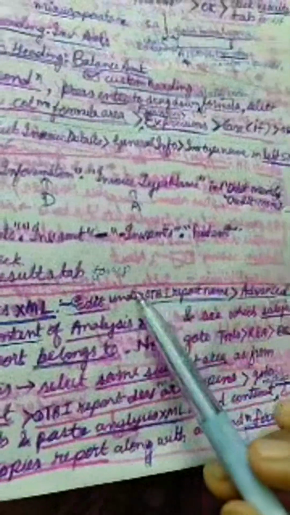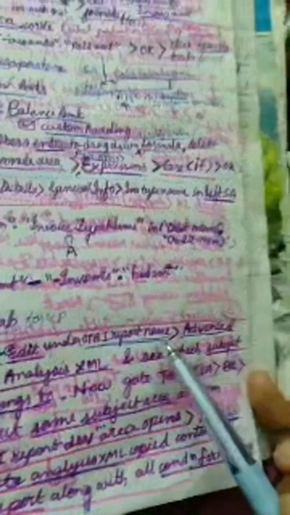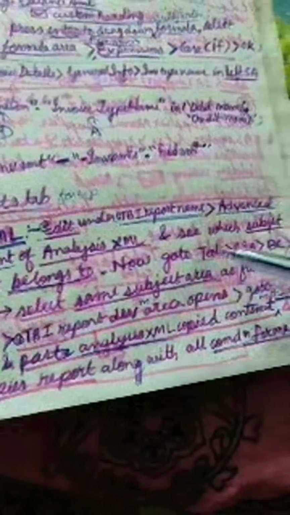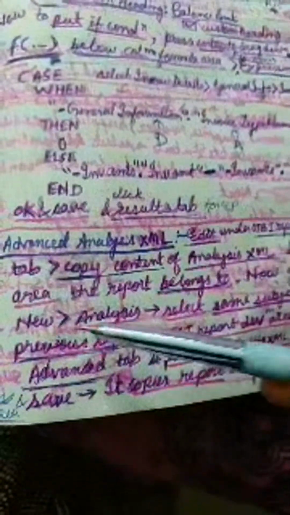So what we do is, we'll click on edit under the existing report name, we'll go to advanced tab, then we'll copy the content of analysis XML, and we'll see which subject areas the report belongs to. It can have multiple subject areas as well. Now we'll go to tools, reports analytics, browse catalog, and we'll click on new analysis. We'll select the same subject area, or there can be multiple subject areas as well.